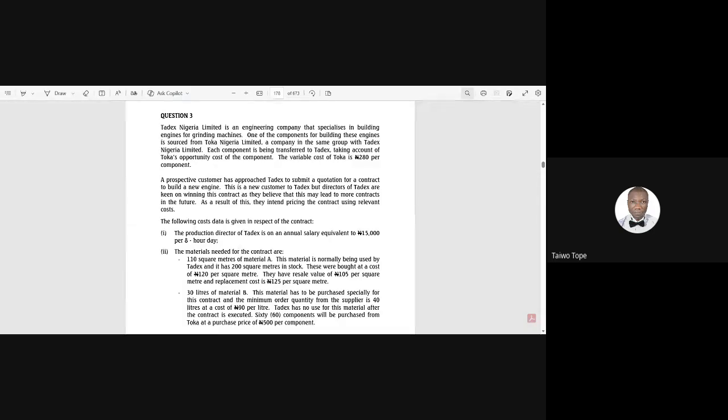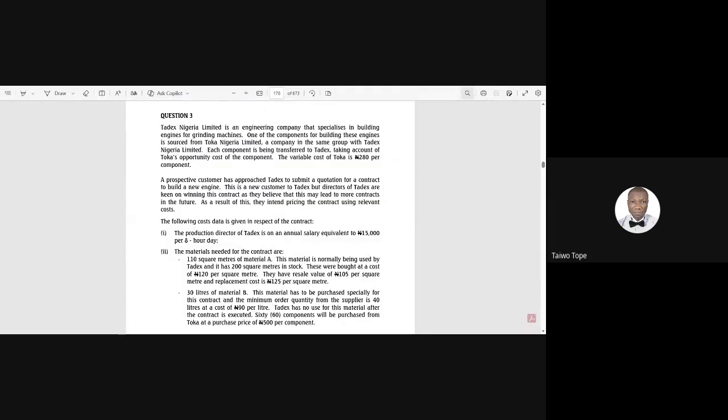A prospective customer has approached Thaddeus to submit a petition for a contract to build a new engine. This is a new customer to Thaddeus, but directors of Thaddeus are keen on winning this contract as they believe that this may lead to more contracts in the future. As a result of this, they intend pricing the contract using relevant cost. The following cost data is given in respect of the contract.